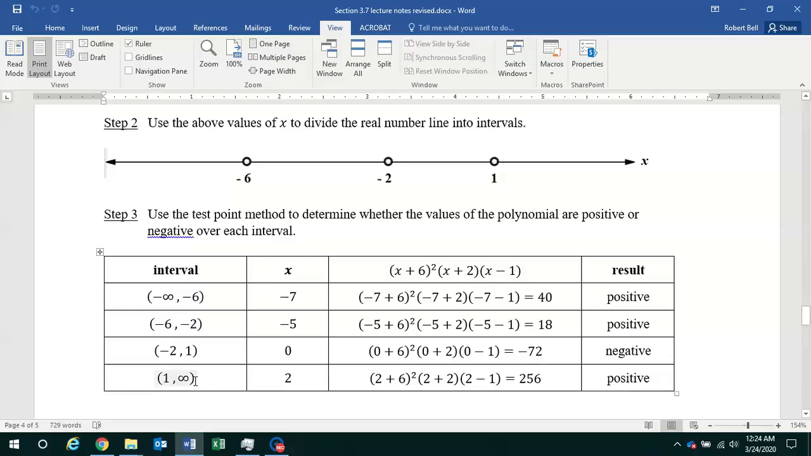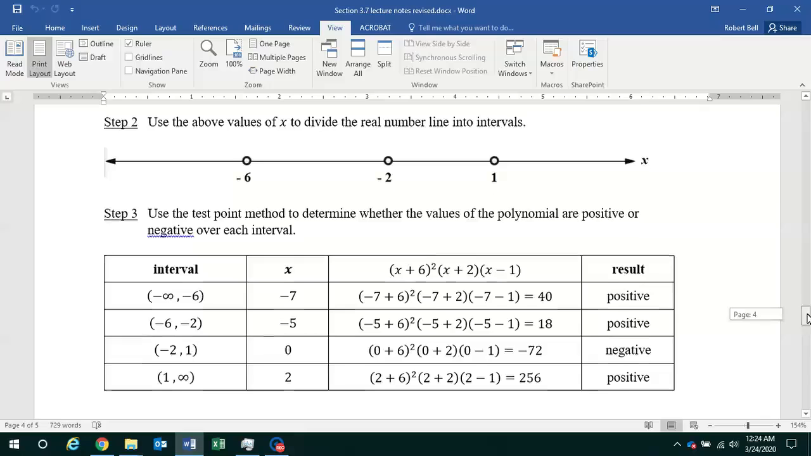And then lastly, in the fourth interval, from 1 to infinity, I use 2 as my test point, and when I put 2 in for x up here, I got a positive value for the polynomial, and so that tells me if I put any number greater than 1 in for x up here, that will result in a positive number for the value of the polynomial.